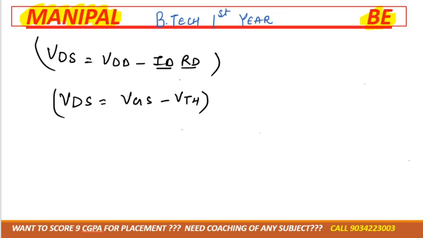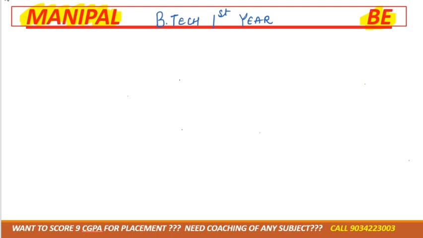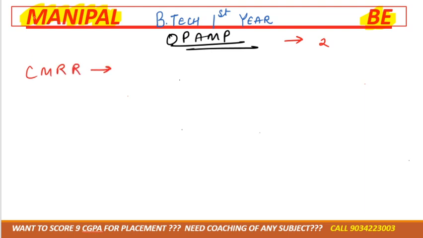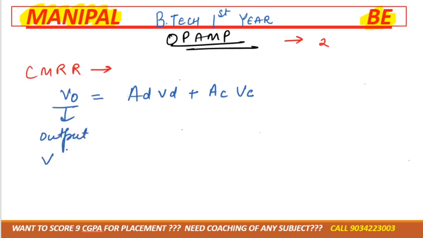Now after this we'll have opamp, right? In analog we will have opamps. As I told you, 2 questions will definitely come from opamp. One is based on CMRR. You have to learn the definition of CMRR also. Sometimes they ask you to define CMRR, and for CMRR you calculate Vo, which is AD VD plus AC VC. What is Vo over here? Vo is the output voltage. VD is the difference of two voltages, right?